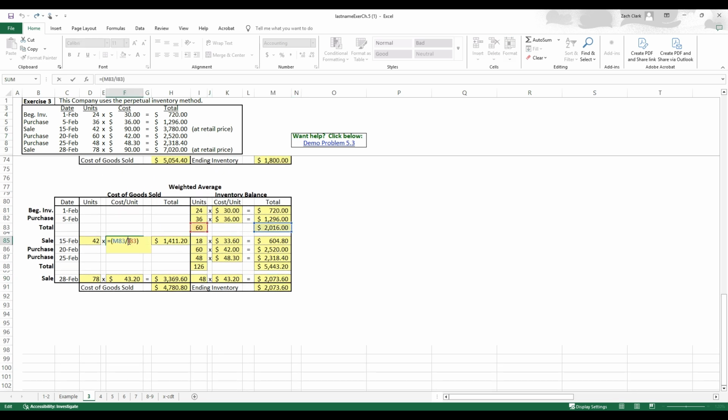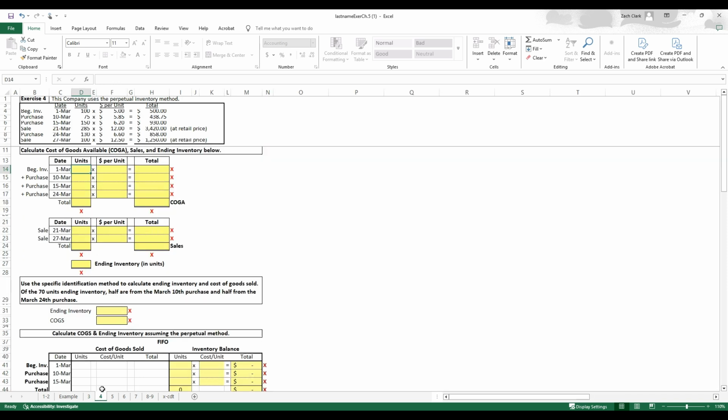So really, it's just a matter of every time you come to a sales event transaction, the cost you would use under the weighted average is just the total cost of different purchases divided by the total number of units, essentially. And that gets us the totals there. So good stuff.